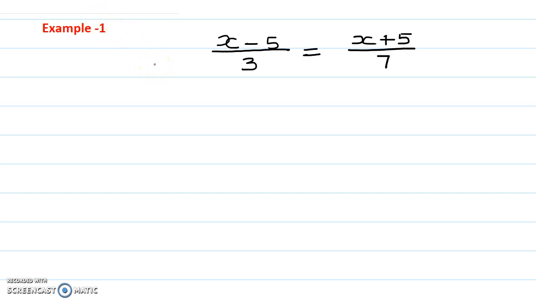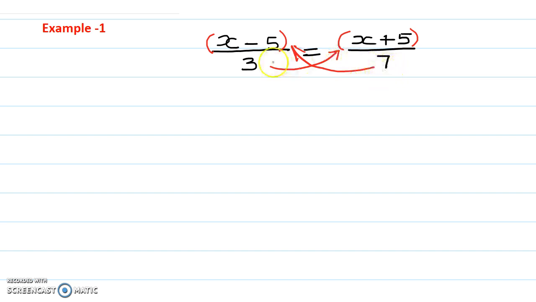So what we need to do first of all is put this in a bracket. So it is (x minus 5) in a bracket and (x plus 5) in a bracket. Then after that we do cross multiplication, meaning this 7 we are going to multiply with (x minus 5), and 3 we are going to multiply with (x plus 5).